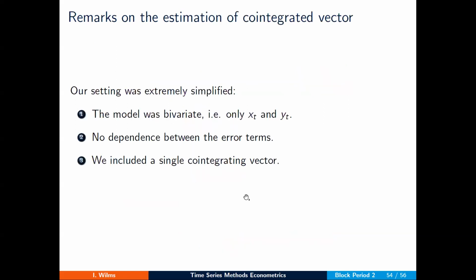Now, what are some concluding remarks? Well, note that the derivations here were extremely simple, since we only considered two time series and no dependence between the error terms. We also looked only at a single co-integrating vector, since we can maximally have one co-integration relation for two time series. But can we relax all of that?